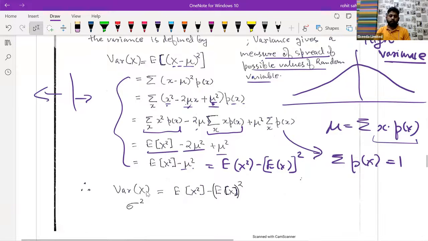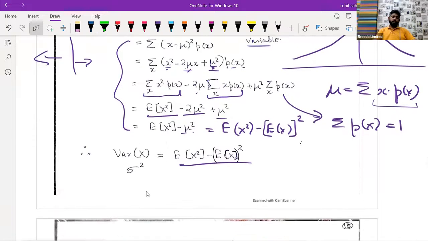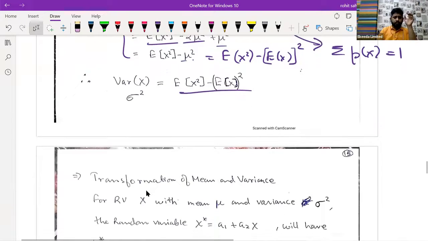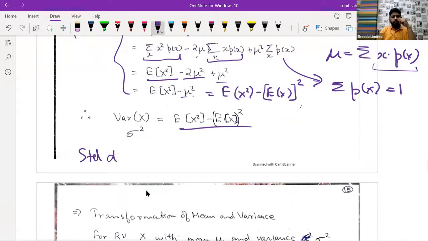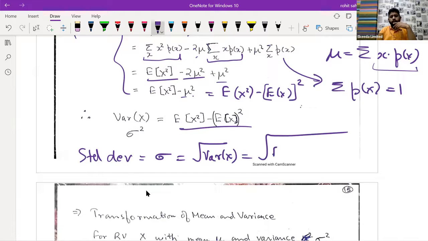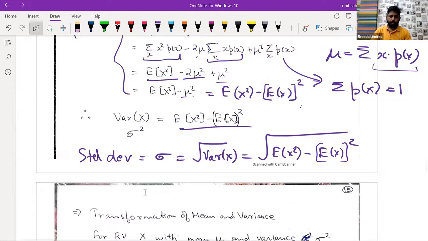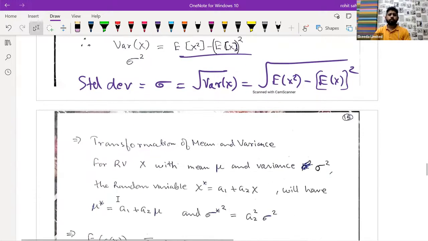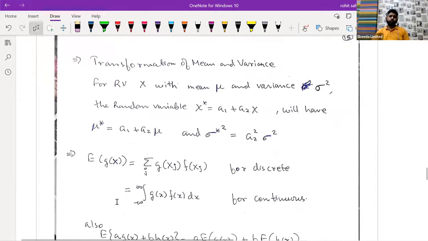This is the formula. You should remember this, and the previous one too. For expected value also you should remember, and for this also. Then what is standard deviation? Standard deviation is also a measure of variance, and it is given as sigma equal to the square root of variance of x. So that becomes the square root of E of x square minus E of x whole square. Right? Remember this formula too. And after that, there are some transformations which you should know, and you can relate it.